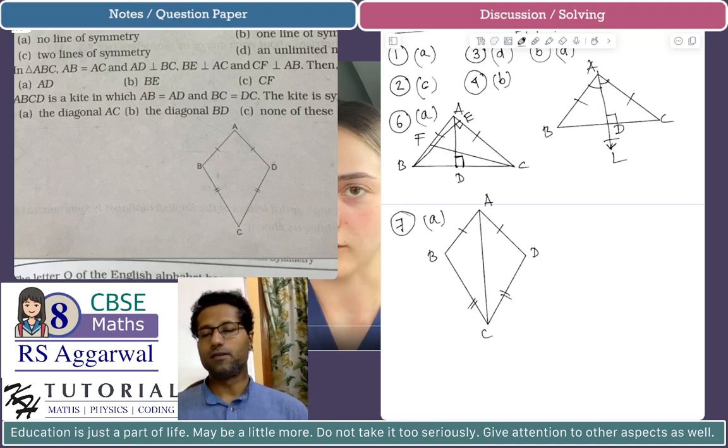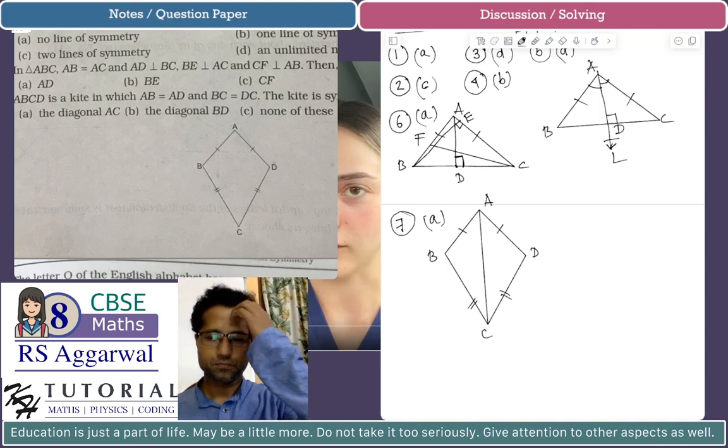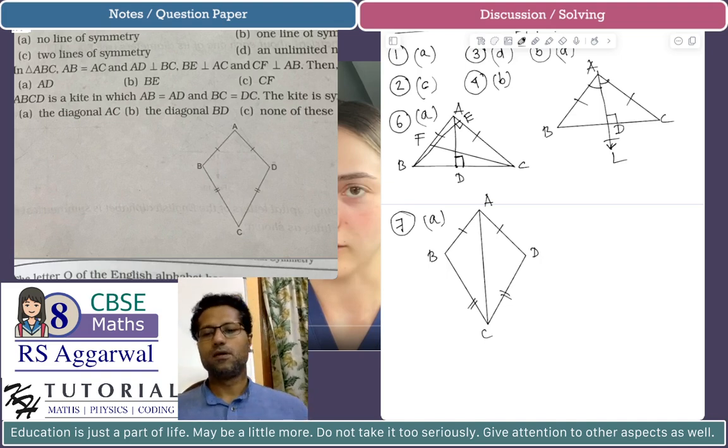By looking at the figure, you can easily say that the diagonal AC will be the line of symmetry. But I am not able to give the mathematical reasoning right now. I will try to look into that and come up with the mathematical reasoning in some future videos. So for this kite, we can clearly say that the diagonal AC is the line of symmetry for the kite ABCD.